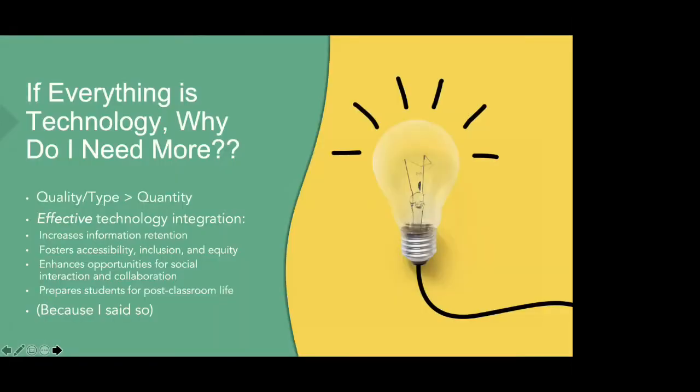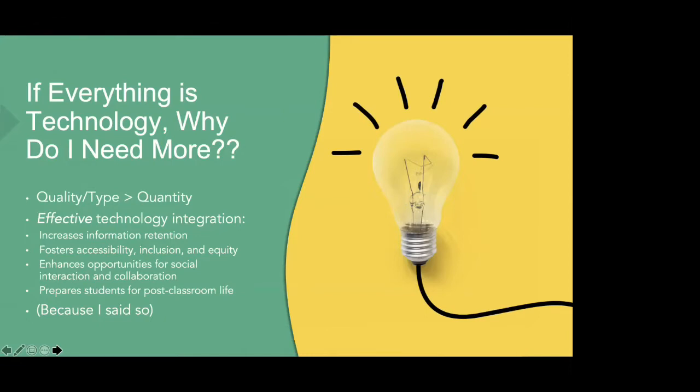So you might ask yourself, well, if everything is technology, why do I need more? Well, as I alluded to, the quality and the type of technology is much more important than the quantity. There are many programs across the state, I should say, that have a lot of resources, depending on where they are. Their LEA has access to a lot of different things. You may be in a classroom that has a smart board, TVs, laptops, tablets, all these things. But if we're not learning how to effectively utilize them, and we're just adding technology to our classroom to say that we're adding technology to our classrooms, that's not necessarily effective.